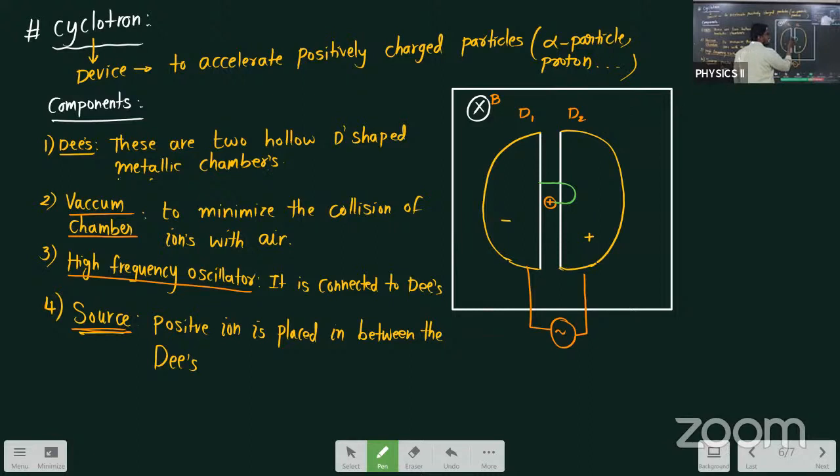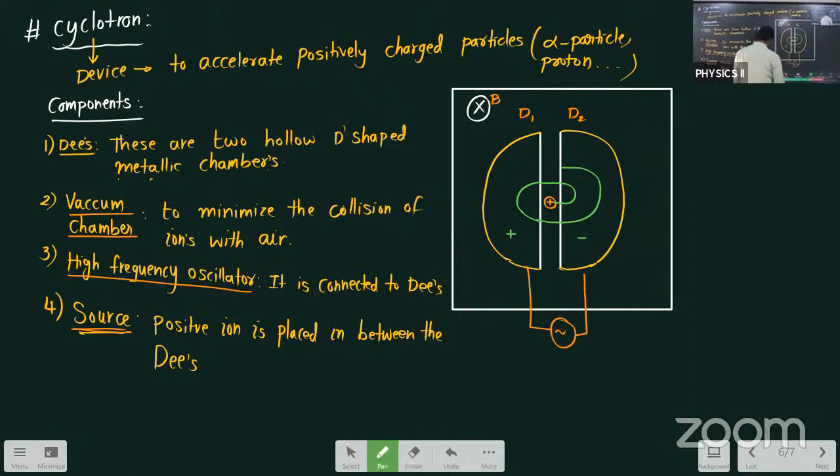Once this positive ion reaches this chamber D1, again which motion will it make? A circular motion with a little bit more radius, because its velocity has been increased. Once again, this particle reaches this end. Again, what will this oscillator do? This oscillator will make this D negative and this D positive. Again, this positive ion will get accelerated towards the D2 region. Once this particle enters the D2 region, its velocity increases and its radius will also increase. This process goes on.